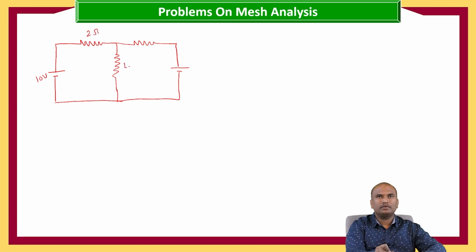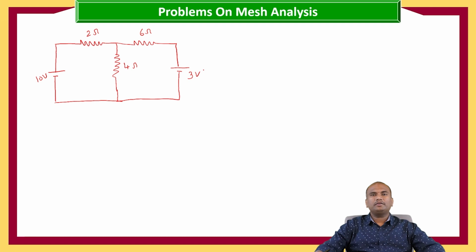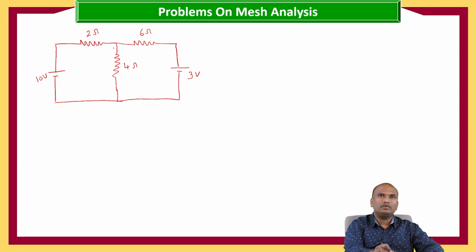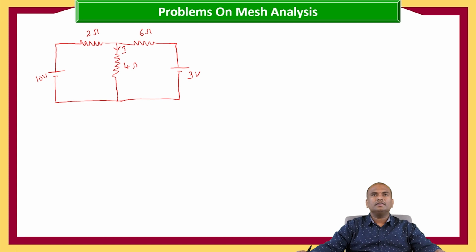Ohms, 4 ohms, 6 ohms, and 3 volts. This is the circuit which is given, and we are asked to calculate the current flowing through 4 ohms by using mesh analysis.